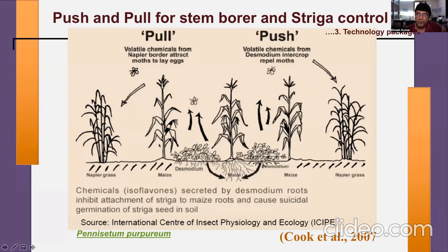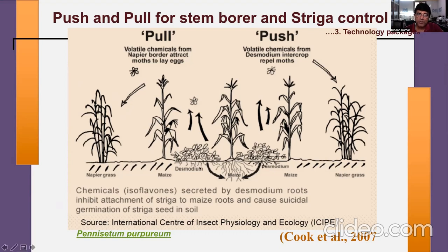Another problem in these crops, sorghum, pearl millet, and maize, is striga. Striga is a semi-root parasite. Striga is a weed in pearl millet or sorghum. Its roots are attached to the roots of these crops, and it takes out nutrients and water. However, it is capable of little photosynthesis. So that is how these crops, maize, sorghum, and pearl millet, suffer from two problems.